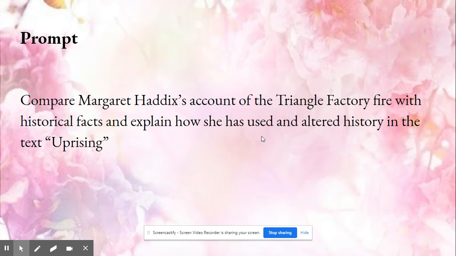So just like we did with the graphic organizer for this, we're going to be explaining how the author of Uprising used real facts to convey her fictional story about the Triangle Factory fire. You guys have a graphic organizer in Google Classroom that you've already received feedback and a grade for. You're going to need to have this graphic organizer handy when you create your TDA.